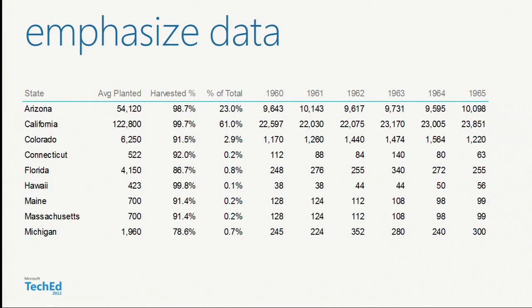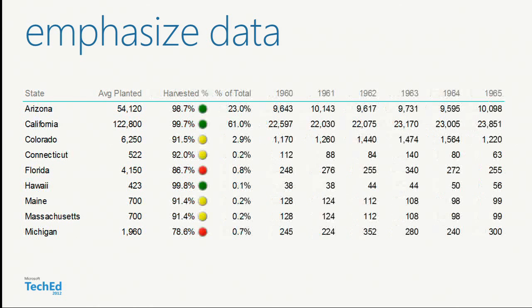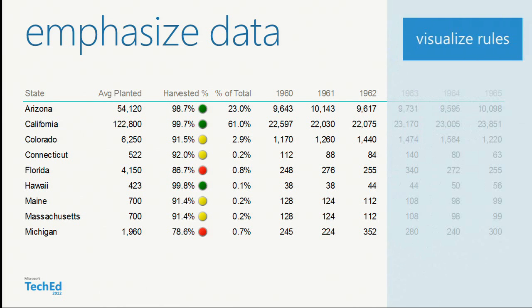So suppose there was a rule about harvested percent that said anything over 95% is good, and anything from 90 to 95 is okay, anything below 90 was bad. Okay, so how could we visualize that? This is one way to do it, and these little colored circles are called indicators, and they help you visualize a rule. So some of the things to remember about visualizing rules is stick to the simple icons. There's a lot of choices of what icons to use, but the simple ones, these colored circles, are usually the best. So I generally recommend that.